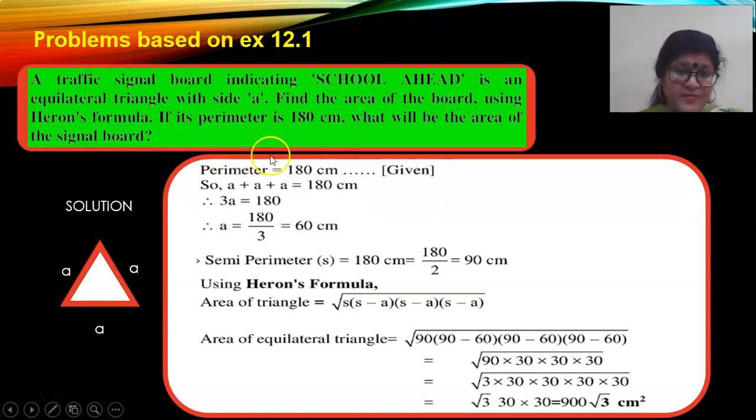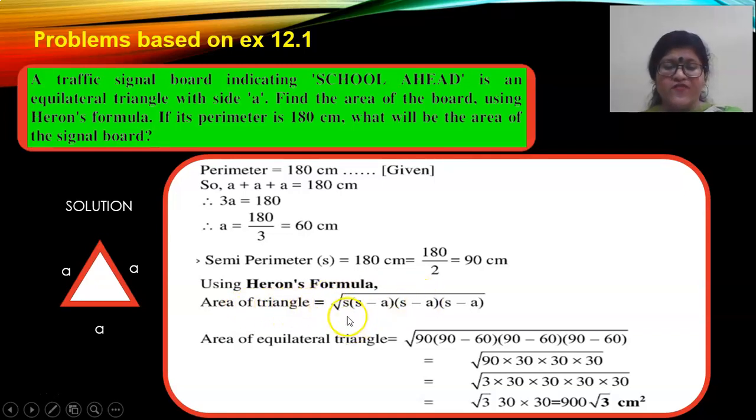So if you know the perimeter of this triangle, you can use Heron's formula because s is perimeter upon 2. So perimeter is 180. Let us assume that each and every side is a. So a plus a plus a is 180. Then you get 3a is 180. So from that we calculate and we get a as 60. Now semi-perimeter is perimeter by 2, so it becomes 90 centimeters. Use Heron's formula and find the area of the triangle.